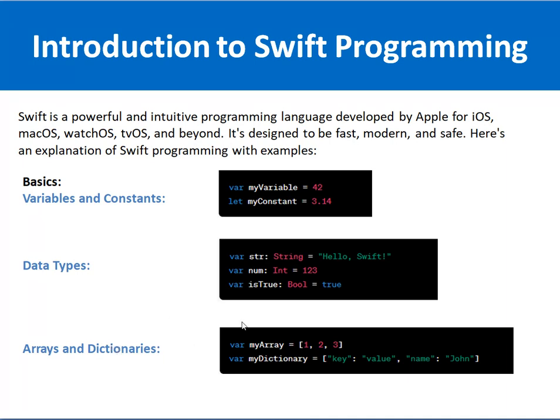Then array and dictionary. For an array, for example, myArray is equal to [1, 2, 3]. In an array, the elements are of the same data type and you can store them like that. So this is an example of an array. Then a dictionary is another thing through which you can store values as key and value. Key colon value, similarly, name colon John. In that way you can use the dictionary concept in Swift.